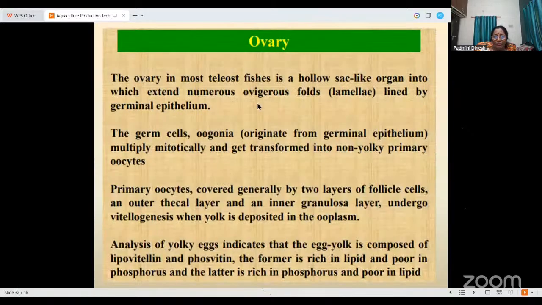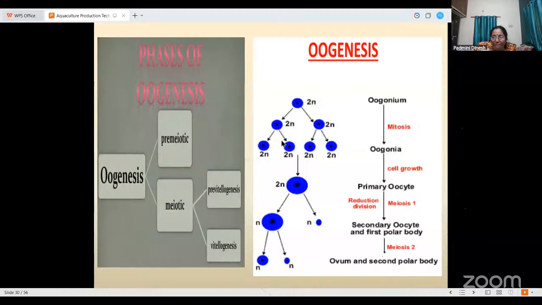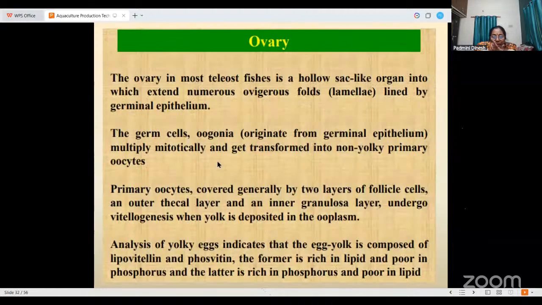Most of the ovary in the teleost has hollow sac-like structures, and the germ cells or the oogonium are present over there, which multiply mitotically. That is what I was talking about. They multiply mitotically, and transform into non-yolky primary oocytes. And these primary oocytes are slowly covered by two layers of follicle cells, the outer thecal layer and inner granulosa layer, which undergo vitellogenesis.